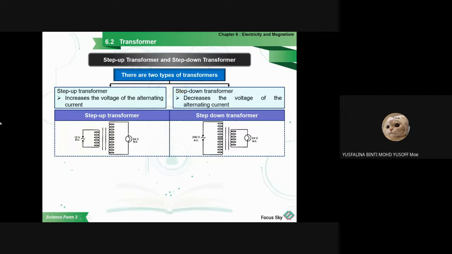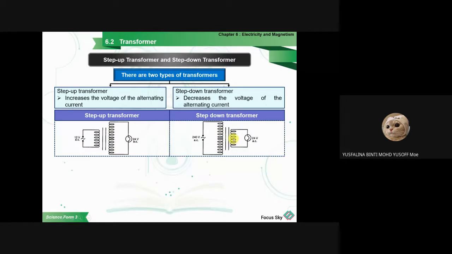And the step down transformer is to decrease the voltage. So you can see here from 240 volts, it will decrease to 24 volts. And at the same time, we see the number of coils at the primary coil is higher than the number of coils in the secondary coil here. So it means the voltage is stepped down.